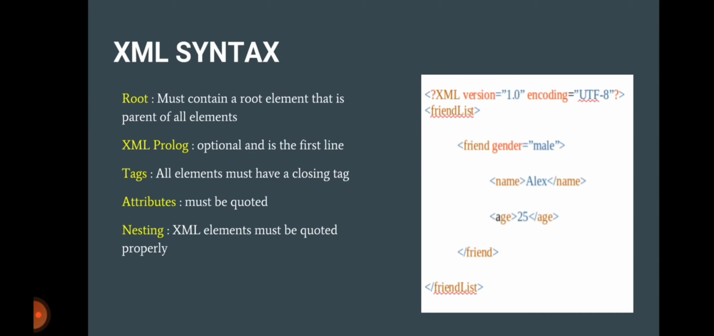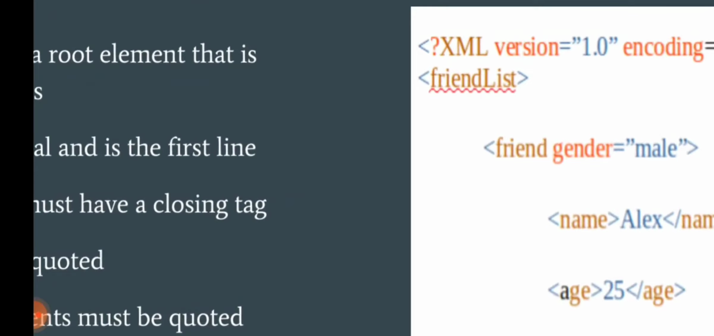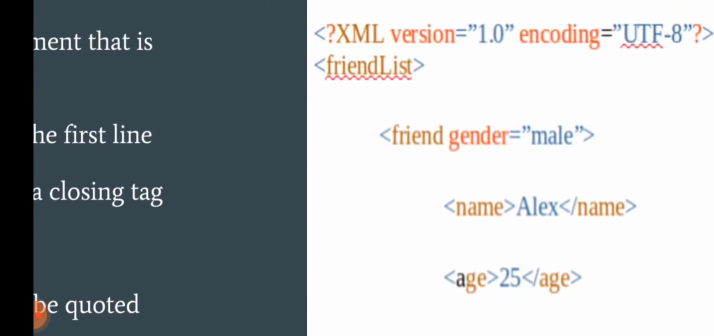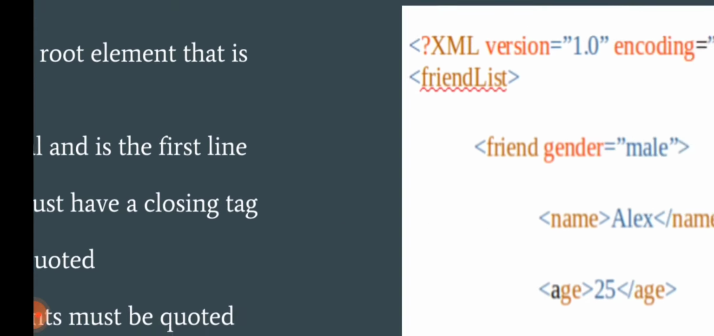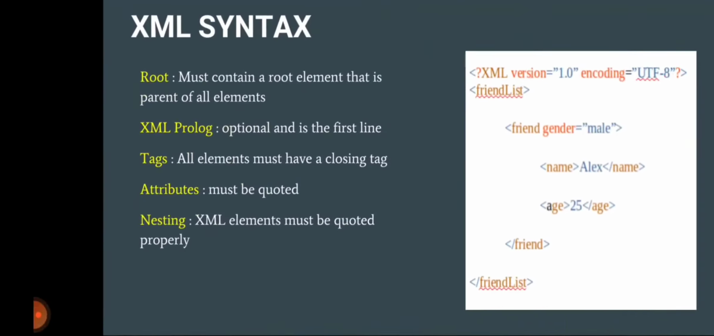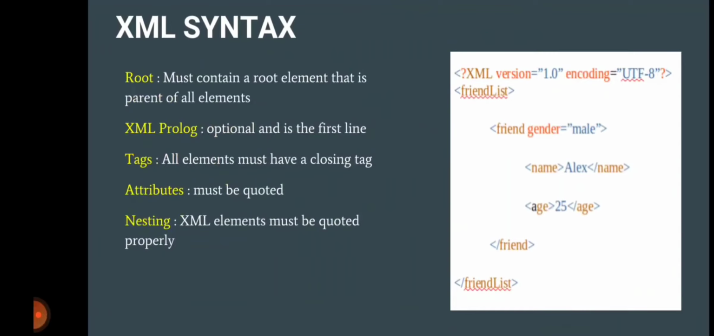Now we will see what is XML syntax. Here, consider a very simple XML syntax. I have created an element called friend list, and here is the end tag of friend list. Then I have created an element friend, its starting tag and ending tag. Then I have created an element name, and the name is Alex. Then I have created an element age, and the age is 25. This is a valid XML document.